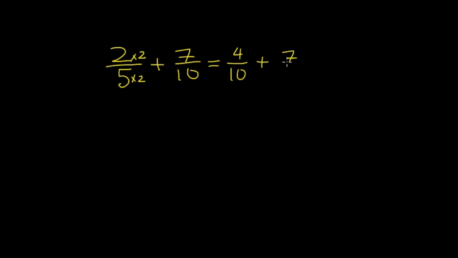plus 7/10. Now, since the denominator is now the same, I can rewrite it as 10 as the denominator of the answer and do the operation. Here I'll get 11. So I'll get 11/10. Simple enough. Let's do some more examples. Switch up the color here.